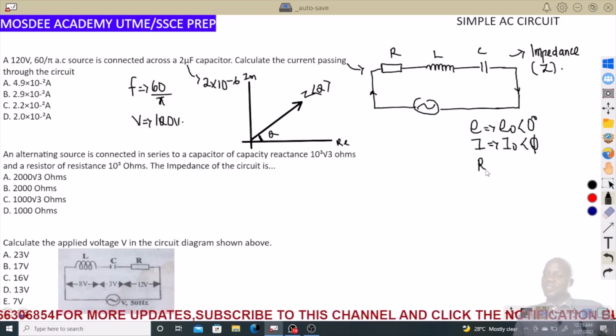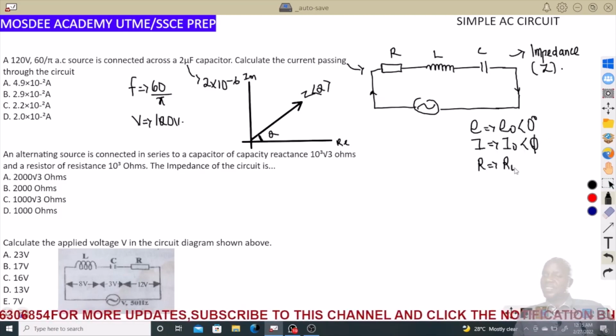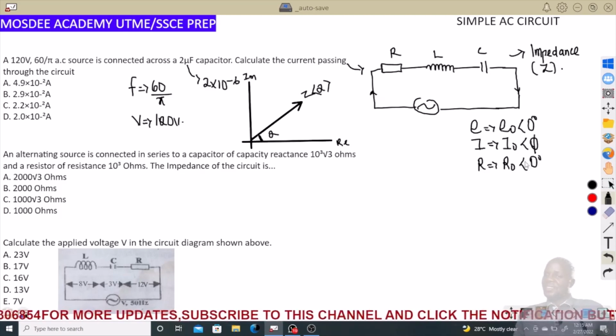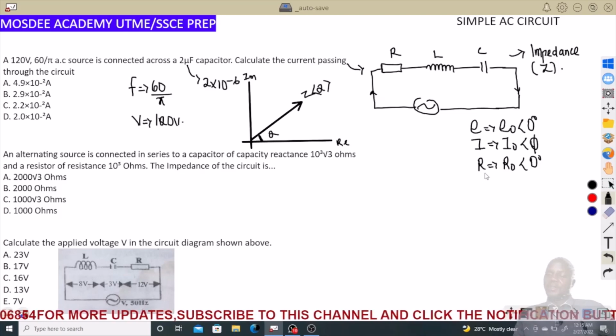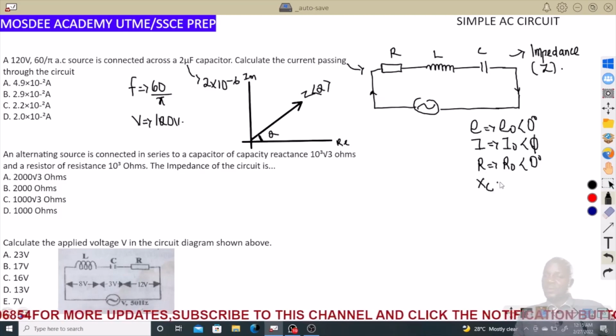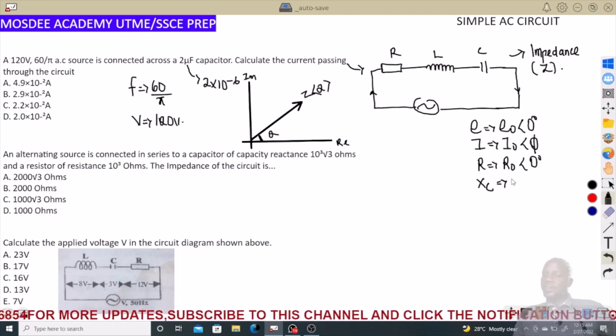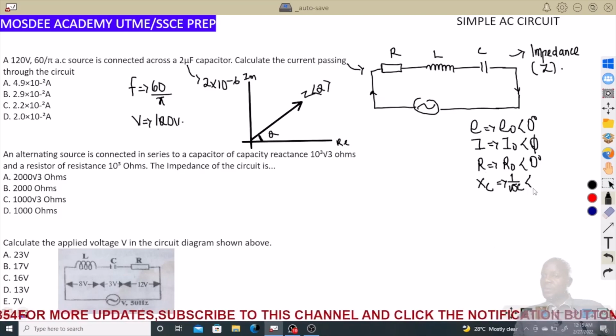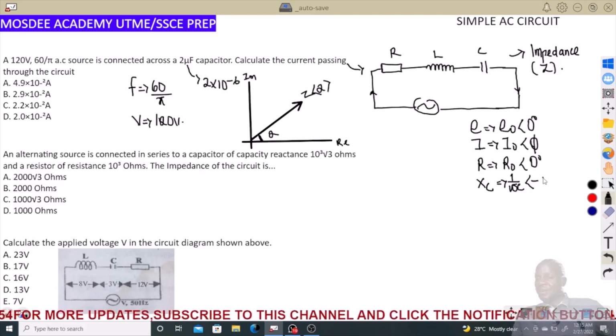For resistance, if we talk about the peak resistance, the phasor angle is still 0 degrees. Then for the capacitor, we write that as 1 over omega C, or 1 over 2 pi f C. The phasor angle is said to be what? Negative pi by 2.